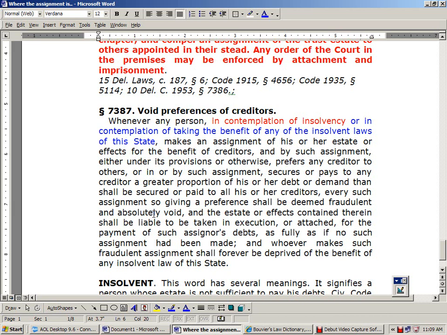So, if you're going to go through a bankruptcy, and you know how much you're going to pay each creditor, well, if you don't pay them all the same, if you favor one over the other, you've just made yourself void of using the insolvency laws, and then they throw you under bankruptcy laws.